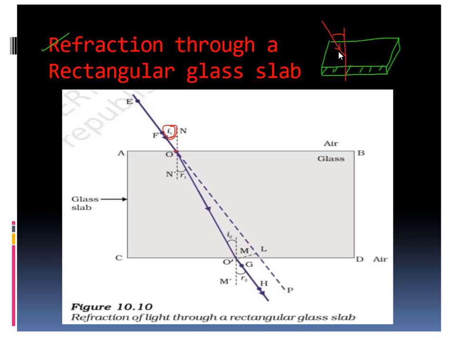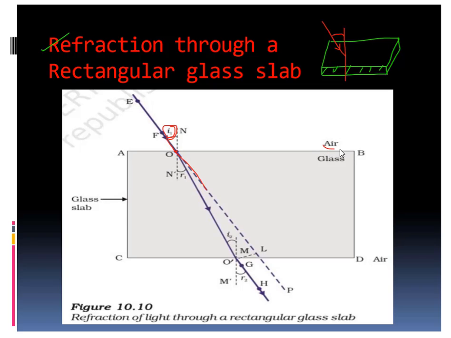Now, after the light is incident, because glass is also a transparent medium, the light should pass through the glass. But how will the light pass? The light will not pass through the same path. Because the densities of the mediums are different, it bends towards the normal. So this is the normal, and it is bending towards the normal. One thing you should keep in mind is that if the incident ray is coming from a rarer medium to a denser medium.